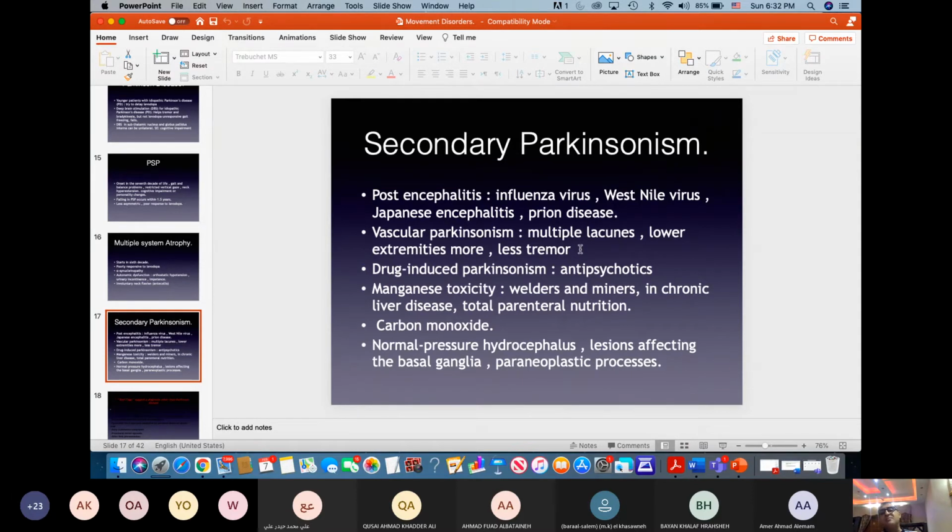We see it also with antiemetics like metoclopramide, promethazine, and so on. Not much with the newer agents like ondansetron. Manganese toxicity can also cause damage to the basal ganglia and end up with Parkinsonism. We see this in welders and miners, chronic liver disease also. Carbon monoxide poisoning causes selective damage to the basal ganglia and Parkinsonism, and so on.